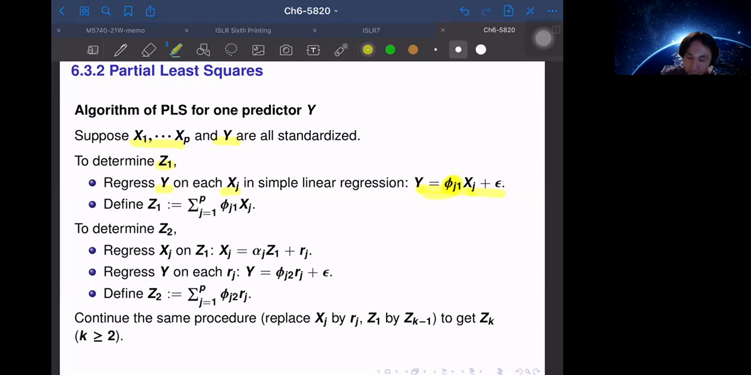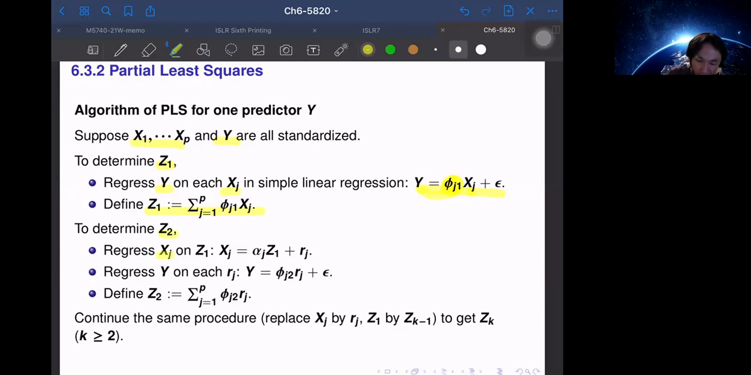Then we use this phi sub ji to define z1. So z1 is the summation of phi sub ji xj. If xj is highly correlated with y, then we have a higher coefficient. In that way, we can optimize the coefficient, the phi ji, to predict y. Okay, so that is z1. z1 is maybe not too complicated, and z2 is a little more complicated.